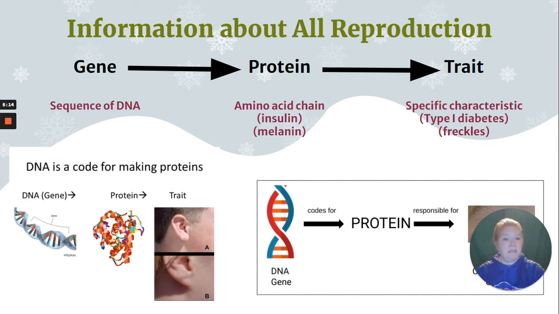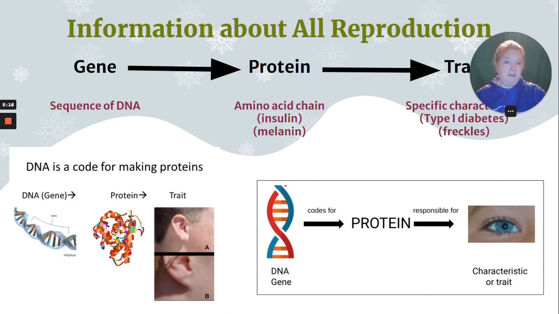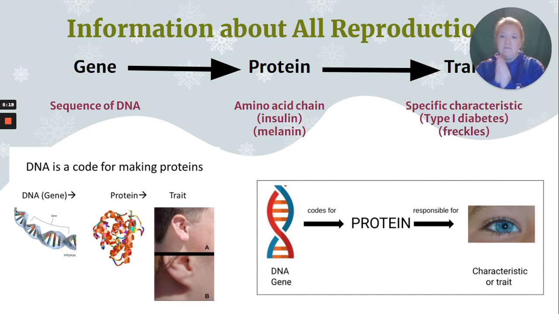Melanin can be used to determine skin color and also the presence of freckles. So let's look. DNA, remember, that's your gene. That's the code. It codes for a protein, and then the protein determines the trait. So in one of these pictures, you can see one of the traits is whether your earlobe is attached or not. And in the other example, the trait is eye color. What color your eyes are comes from a protein, and the code for the protein came from DNA. So genes, which is DNA, code for proteins, and proteins determine traits.